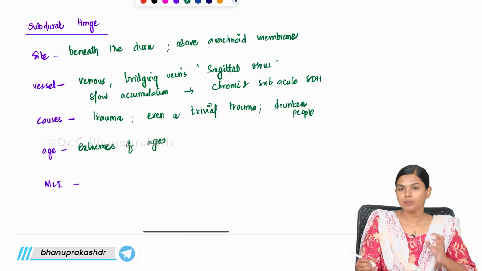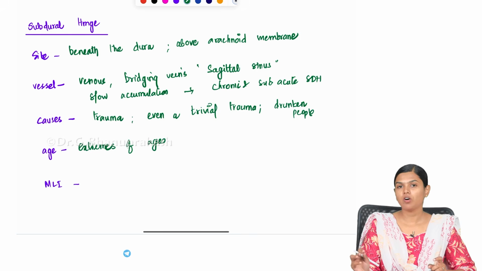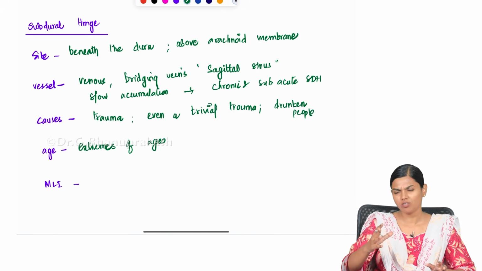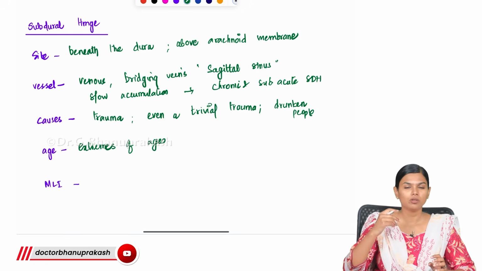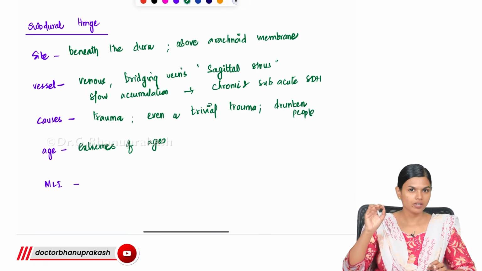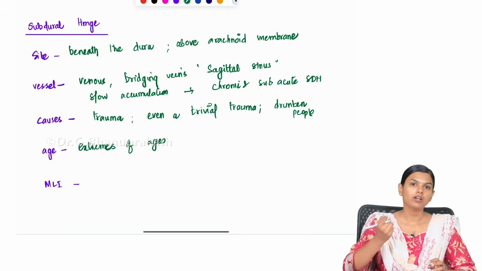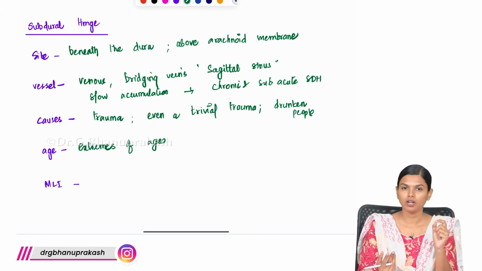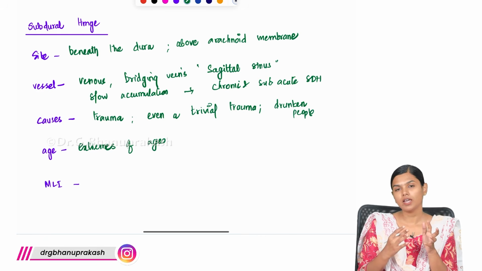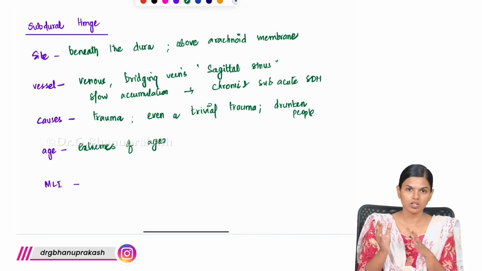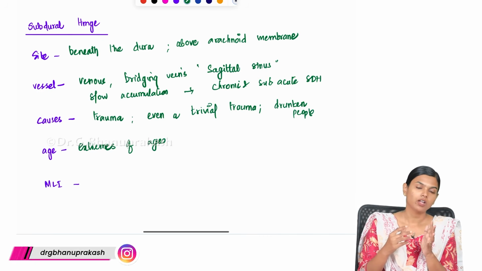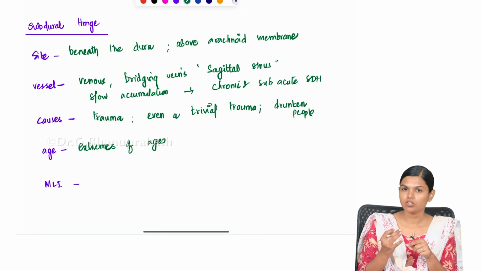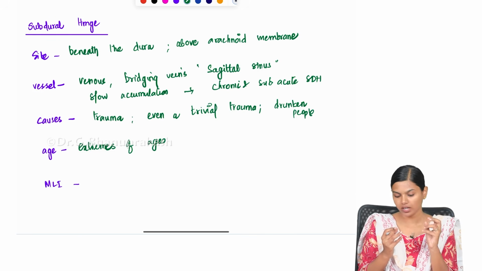So they will have these repeated falls, and an old person may fall in the bathroom or something, a very trivial fall, but because of the trivial fall, there will be slight damage to the bridging veins and blood will start to accumulate. And initially there will not be anything. There might have been a period of loss of consciousness, but there may not be anything also. So this blood will keep on accumulating, and after some time it will present as either a subacute or chronic SDH, and you can see a mass growing, and because of that mass you will have infection or you will have this space occupying lesion like condition.